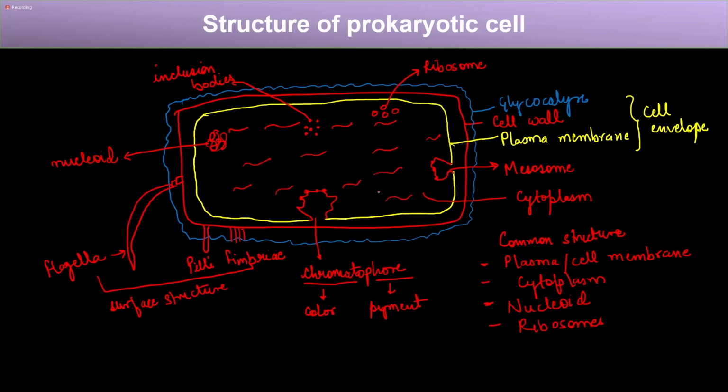So in this we studied the different types of structures present in a prokaryotic cell. Now we will see these structures in detail one by one. The first structure that we will discuss is the cell envelope. If you remember, I just told you the cell envelope consists of three parts, right? It looks something like this.